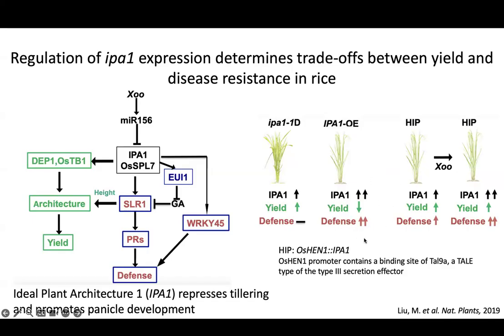If we use a conditionally controlled promoter to drive IPA1 expression, keeping IPA1 expression at moderate levels, the yield and defense will increase. However, after Xoo invasion, the IPA1 expression level will further increase without yield compromise and increase the defense response to disease. That is how regulating a gene can balance the trade-off between yield and disease resistance in plants.